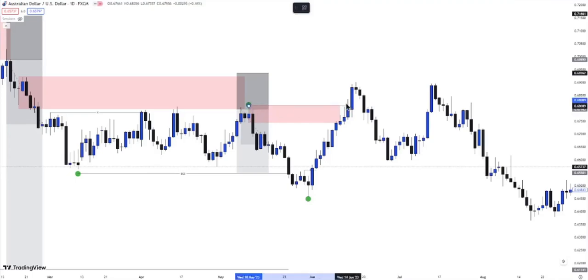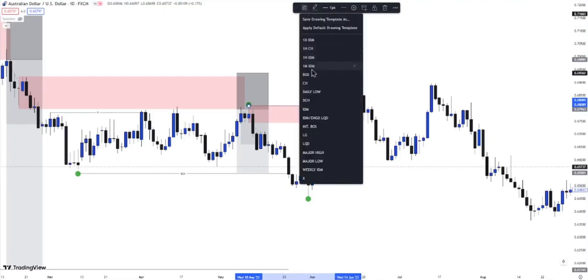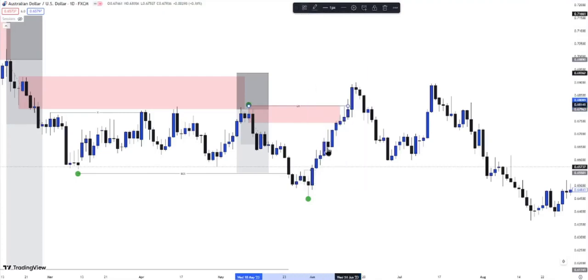Change of character. So what do we want to do here? We want to now start looking for buy opportunities. Why? Internal structure has shifted from being bearish to bullish. Okay? Now, it printed this high. For this high to be confirmed, inducement has to be taken.